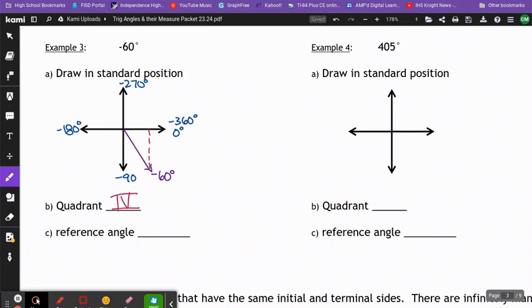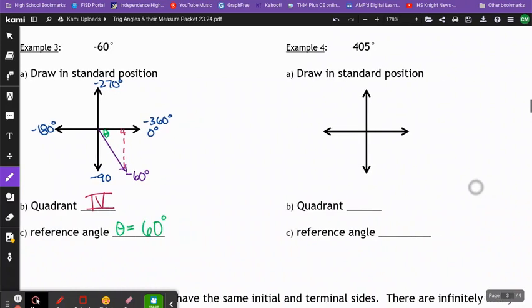Drop your perpendicular line from the terminal side to the x-axis, and then your theta is always at the origin and always touching the x-axis. So theta is going to be this angle measure here, and it's actually going to be exactly 60 degrees. It's always positive. The reference angle always has to be positive, and it's exactly 60 degrees from the x-axis to the terminal side of that angle.